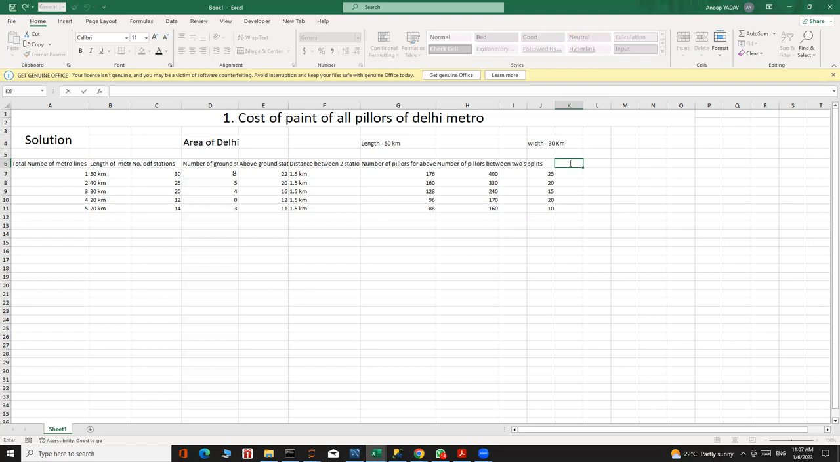Now find the total number of pillars. We can use the sum, for this we will use equals to sum. We have around 2000 metro pillars.